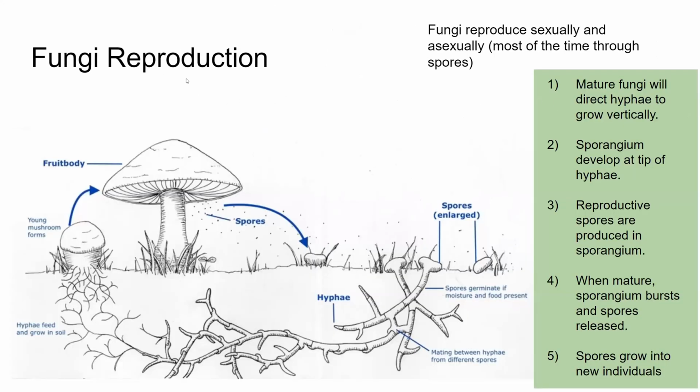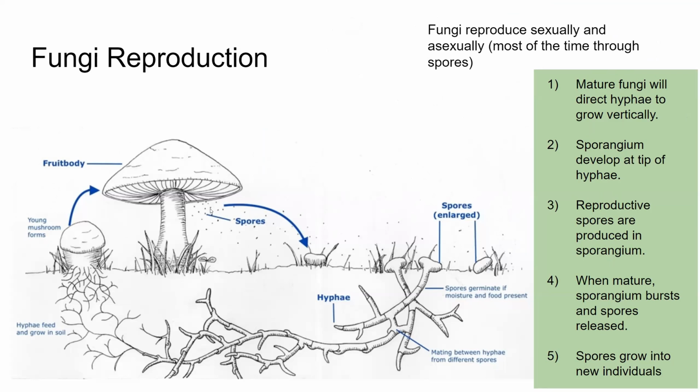So let's look at fungi reproduction. So these are the 5 stages of how fungi reproduce. So first of all, mature fungi will direct the hyphae to grow vertically, like we just saw. The sporangium develops at the tip of the hyphae. Reproductive spores are produced. The sporangium bursts and the new spores will form into new individuals.